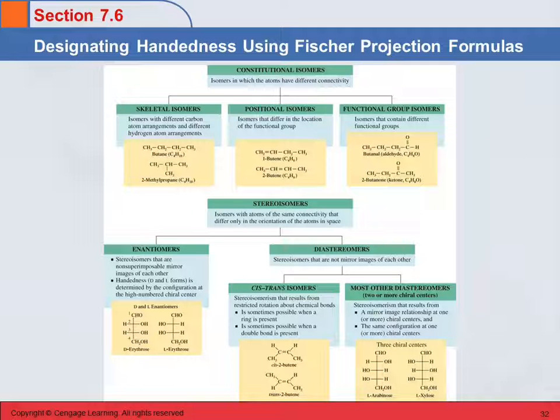So here's another overview. It's even larger, showing again constitutional isomers. And there were 3 categories of that. Skeletal isomers, where the skeleton is going to be different. Positional isomers, where the position of the functional group is different. And then functional group isomers, where the functional group is actually a different functional group. Here's this one's an aldehyde, that one's a ketone. And then again another illustration of the different types of stereoisomers.